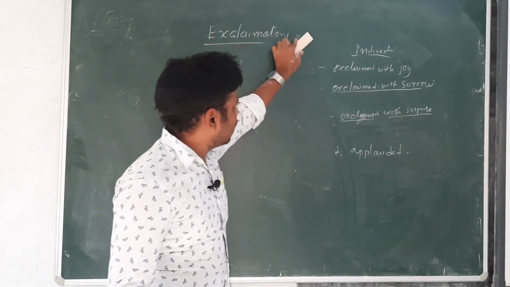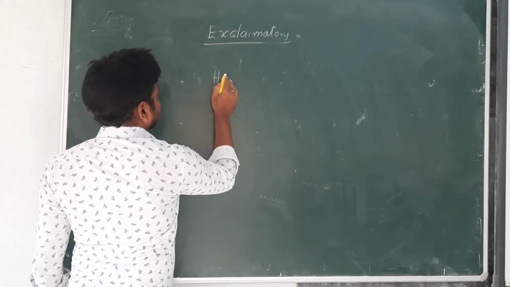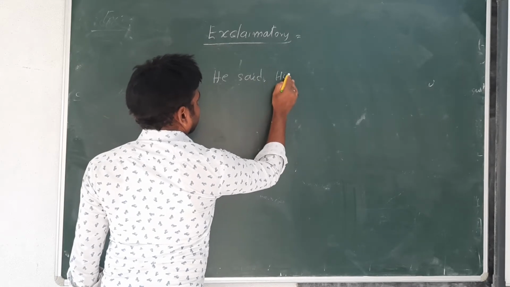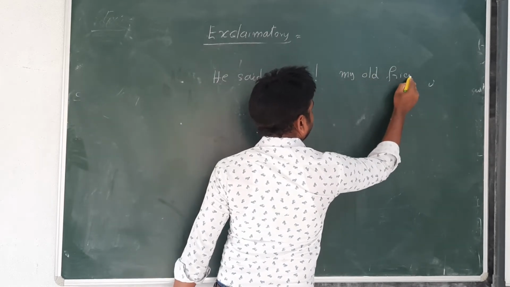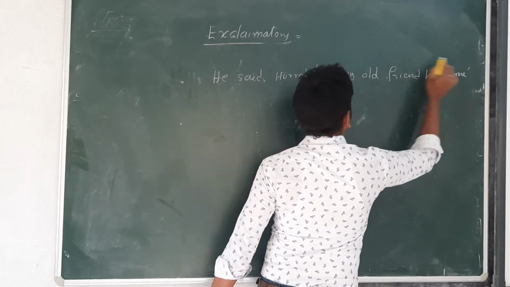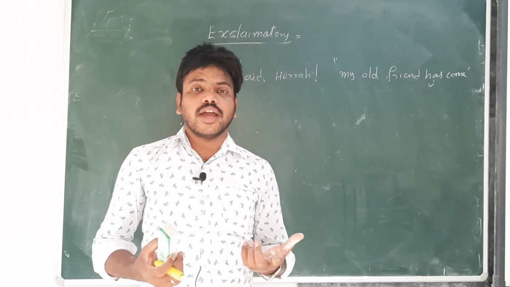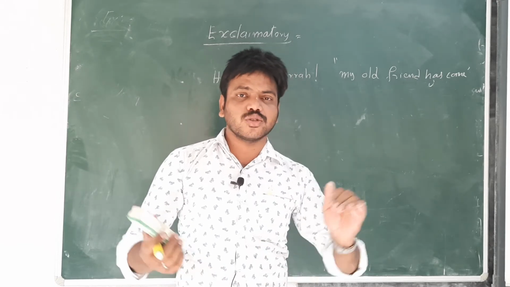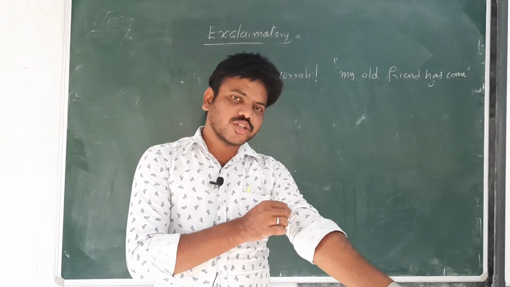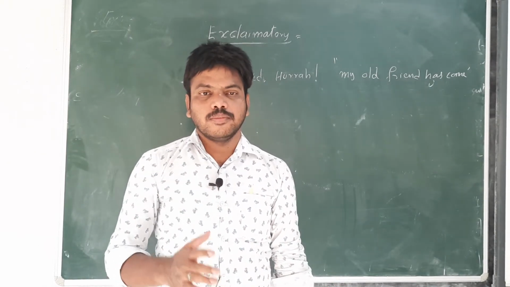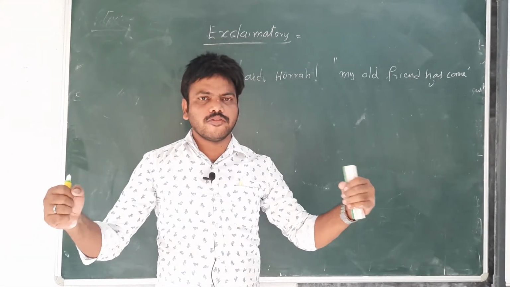Now let us take an example and try to change direct and indirect speech. He said, hooray, my old friend has come. He is very happy because after many days, he saw his old friend. When we meet our friends after a long time, it gives great happiness. So here also he said, hooray, my old friend has come.